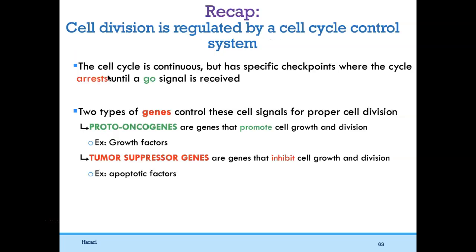So what we're going to see is that if there's a typo in a proto-oncogene or a tumor suppressor gene, then we're in trouble. Right? It's these two types of genes, these go signals and stop signals, that cannot be messed around with. Because if you mess around with those, the cell cycle will not be regulated and it will be uncontrolled. Right? And we said that's what cancer is. Cancer is uncontrolled cell division.